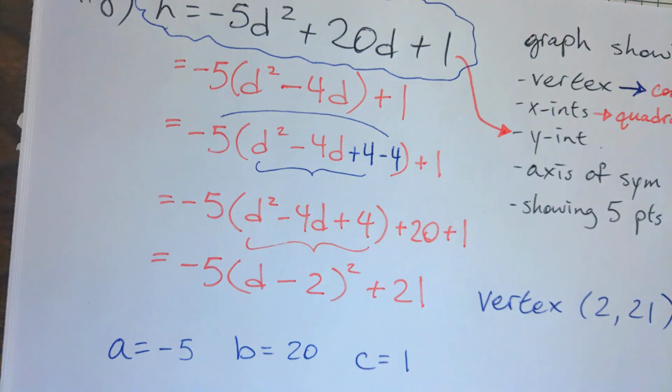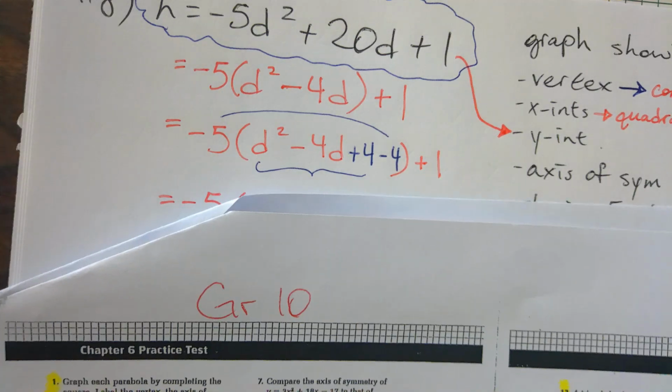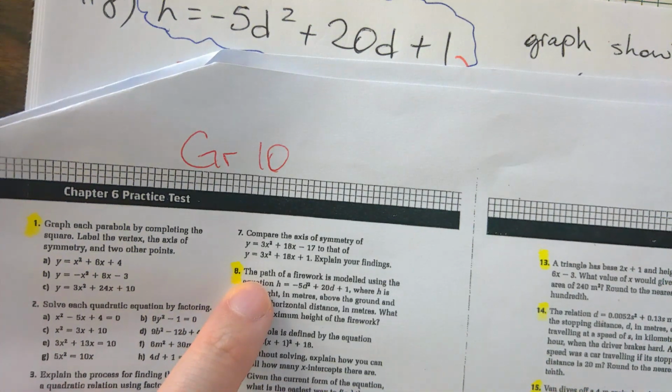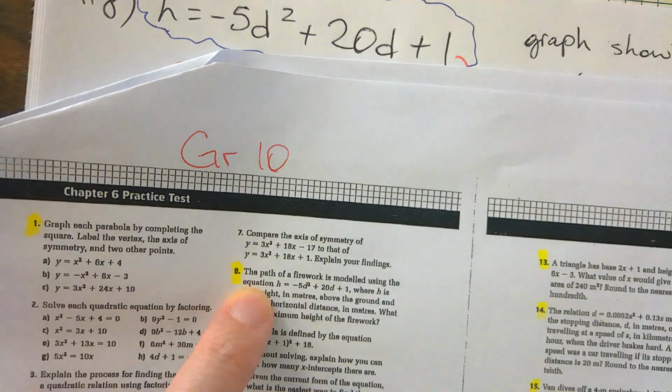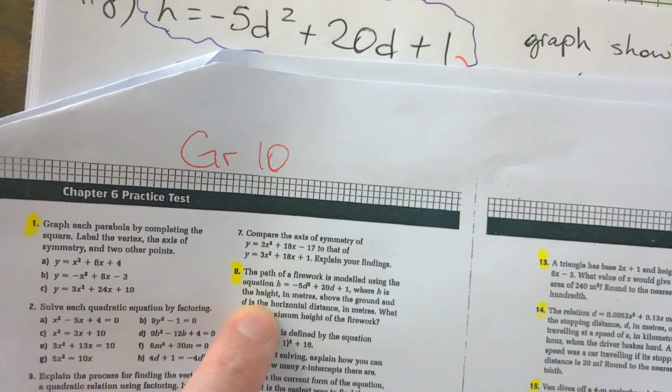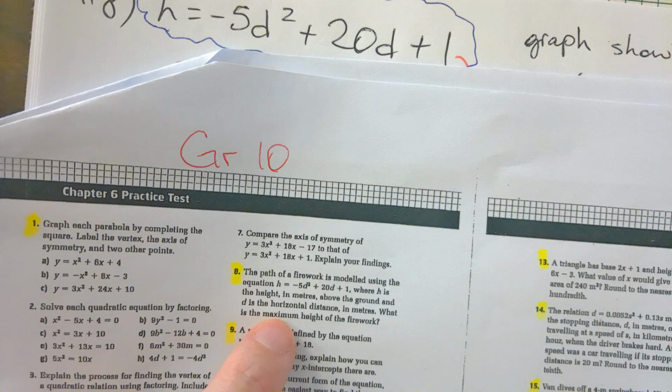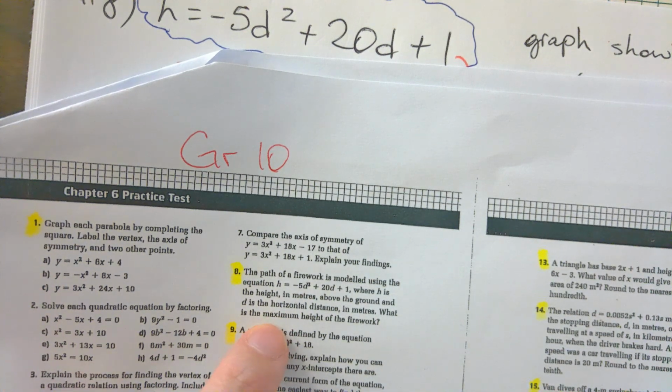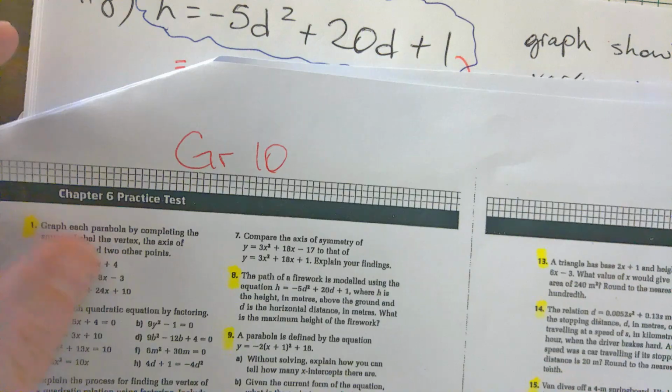This equation right here was actually part of the word problem. So if you look here, okay, the path of a firework is modeled using this equation, where h is the height in meters above the ground and d is the horizontal distance in meters. What is the maximum height of the fireworks?